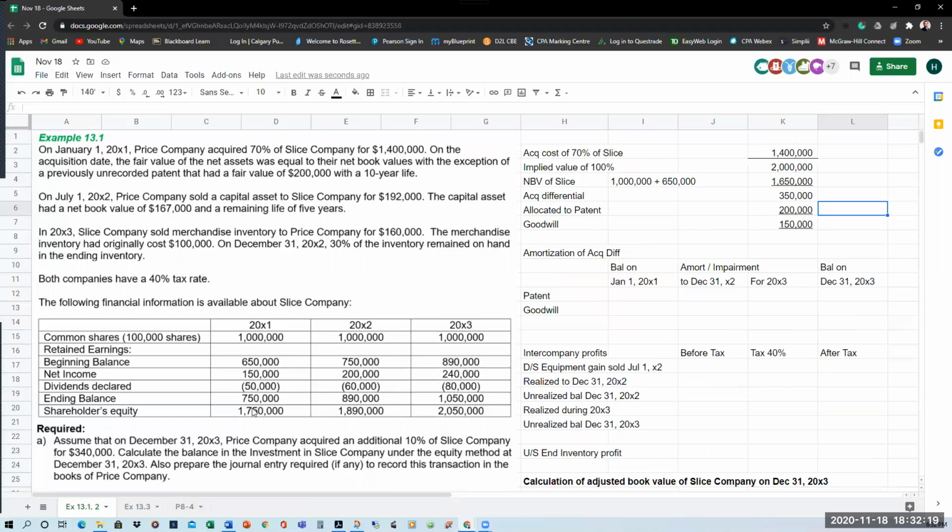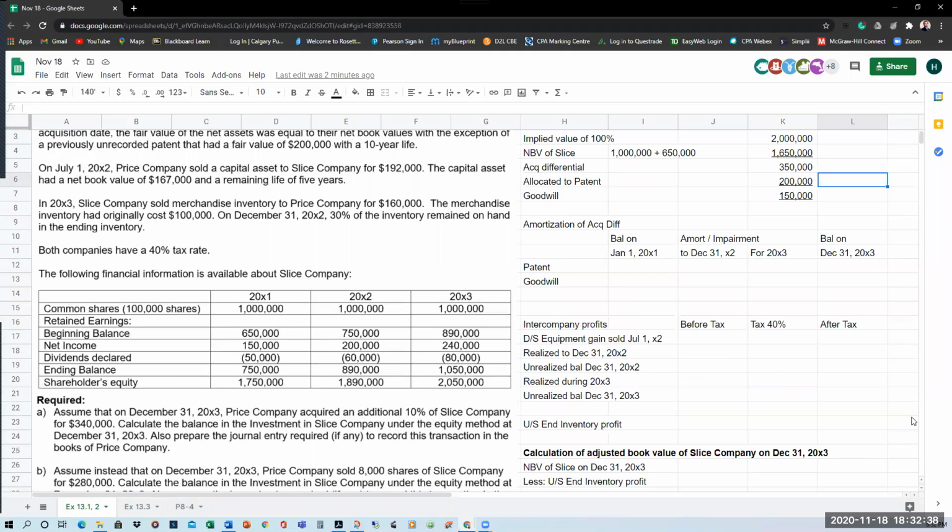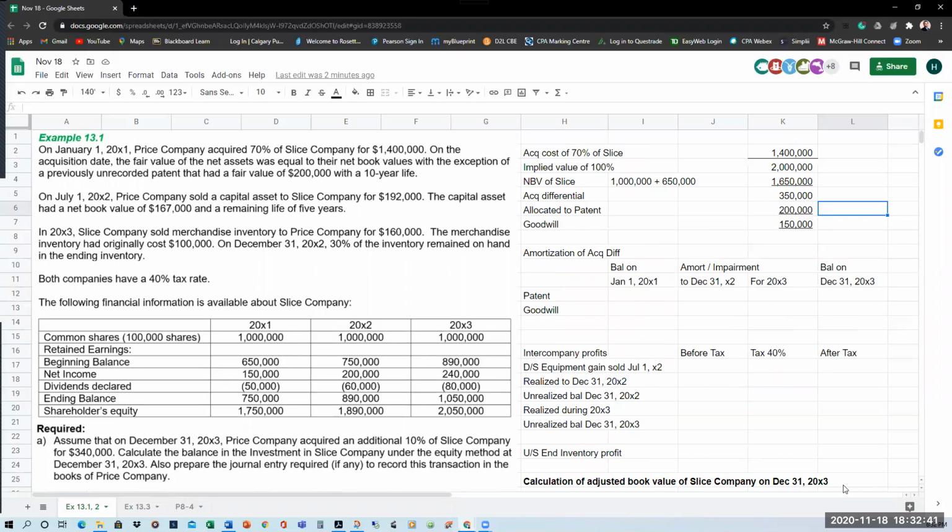In the slide I showed, I was saying that to measure this transaction, we need to calculate the adjusted book value of Slice Company. We'll base it on the adjusted book value for Slice Company on December 31st, 2003. Now, in order to get there, we have to do a little bit of preliminary calculation. So the patent on Jan 1st, 2001 had a 10-year useful life, right?